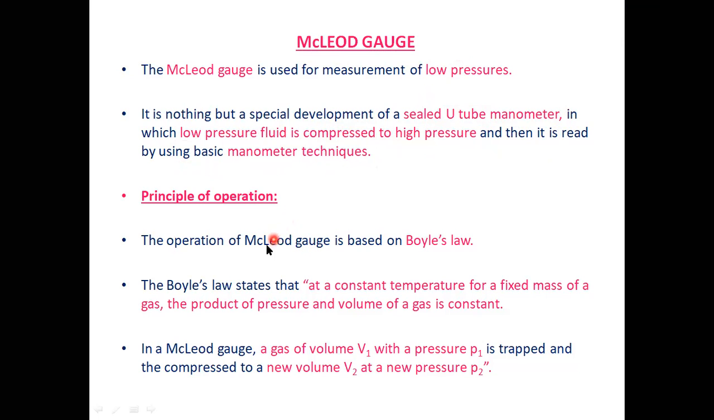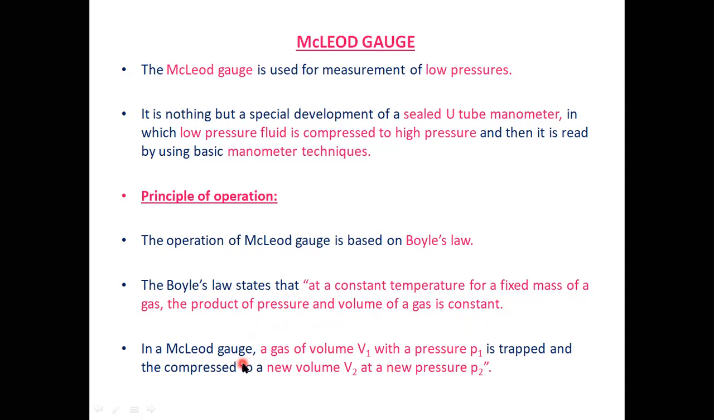Principle of operation: the operation of McLeod gauge is based on Boyle's law. Boyle's law states that at a constant temperature for a fixed mass of a gas, the product of pressure and volume of the gas is constant. This is the Boyle's law statement. At a constant temperature for a fixed mass of a gas, the product of pressure and volume is going to be constant.